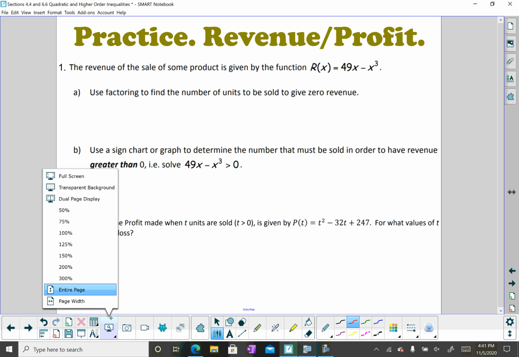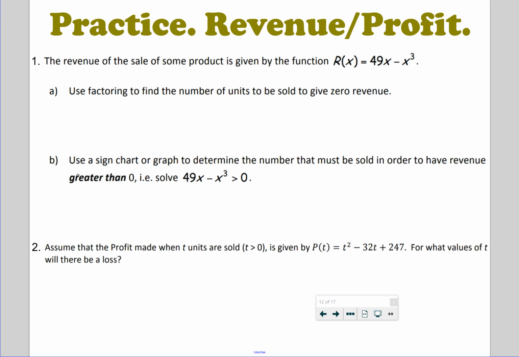Okay, here are a couple practice problems for you. There's 2 of them here, and I'm going to walk you through them real quick. Problem number 1 says the revenue for the sale of a product is given by the following function. Use factoring to find the number of units that will give a 0 revenue. Those are going to be your breaking points that you're finding in part A.